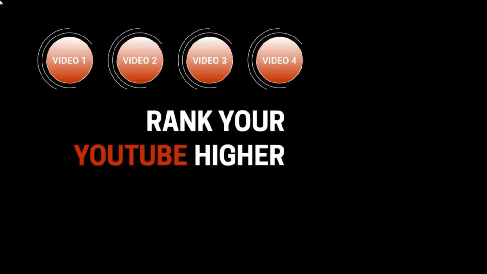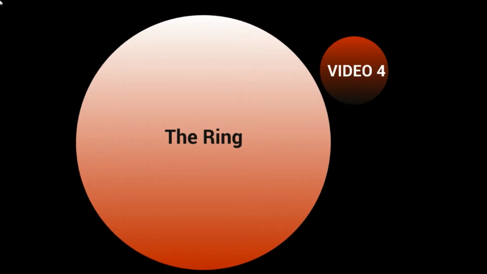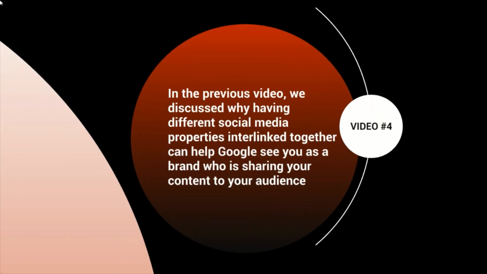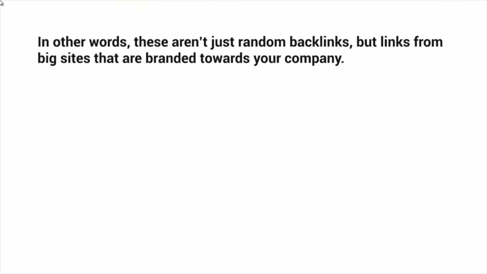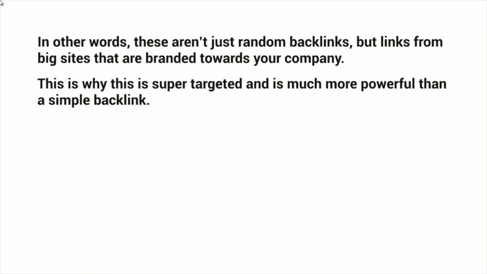Hello and welcome back. This is video number 4. And we're going to talk about the ring, which is the strategy. So in the previous video, we discussed why having different social media properties interlinked together can help Google see you as a brand who is sharing your content to your audience. In other words, these aren't just random backlinks, but links from big sites that are branded towards your company. And this is why this is super targeted and is much more powerful than a simple backlink.